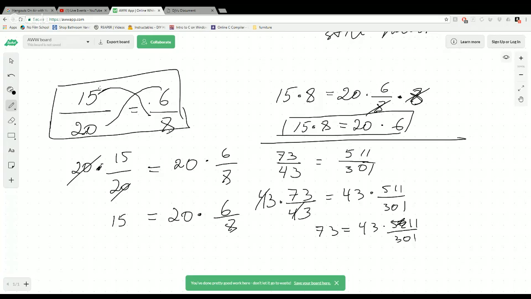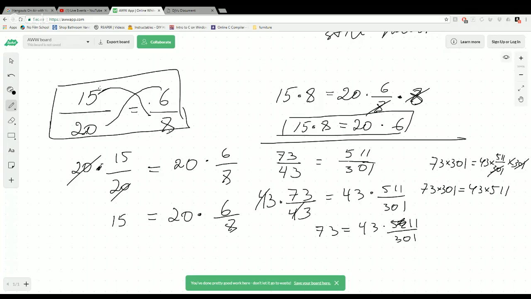So now I have only one number in the denominator, the 301. We need to get rid of it. How do we do that? Well, we multiply both sides by 301 again. So 73 times 301 equals 43 times 511 over 301 times 301. And now the 301s cancel on the right side. And so what I have is 73 times 301 equals 43 times 511.